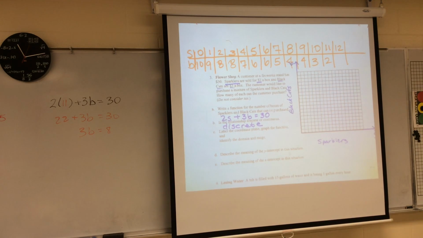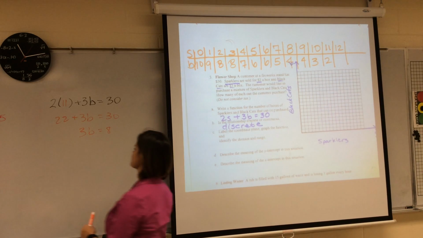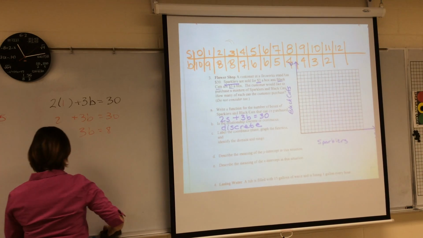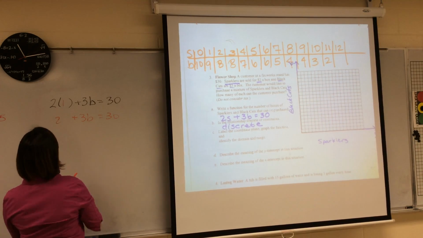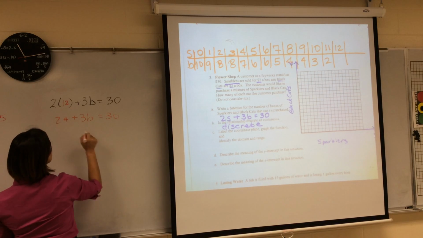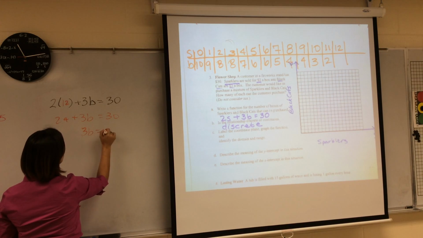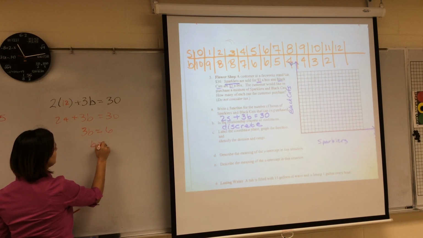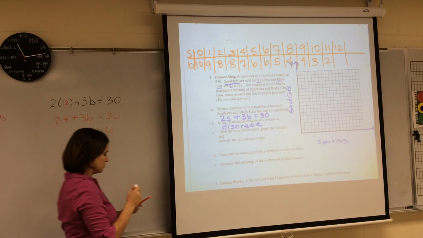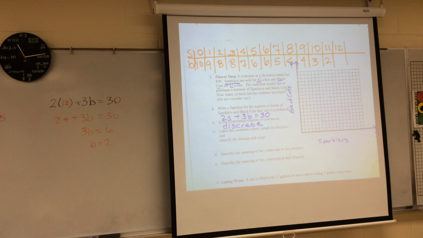12 boxes of sparklers. That's $24, right? So that's 3B is 6. So how many boxes of black cats can I buy? 2. Then it's going to be 1.